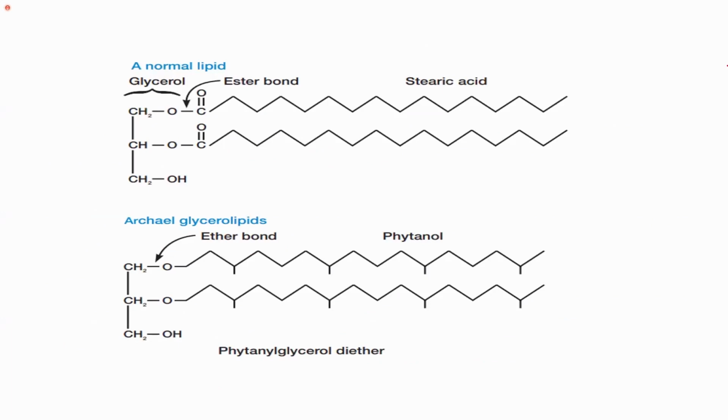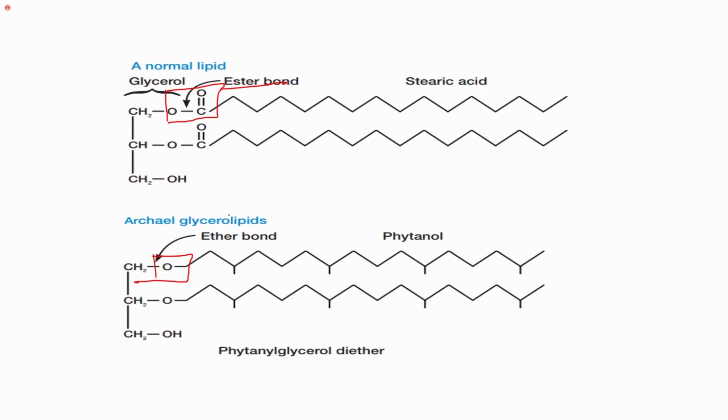So this is the structure of a normal lipid, where we can see that we have an ester bond. So this is the ester bond, right? This is the complete ester bond. While in this case, we have an ether bond. So this is the ether bond, right? C-O-C, while here we have C-O-O-C.